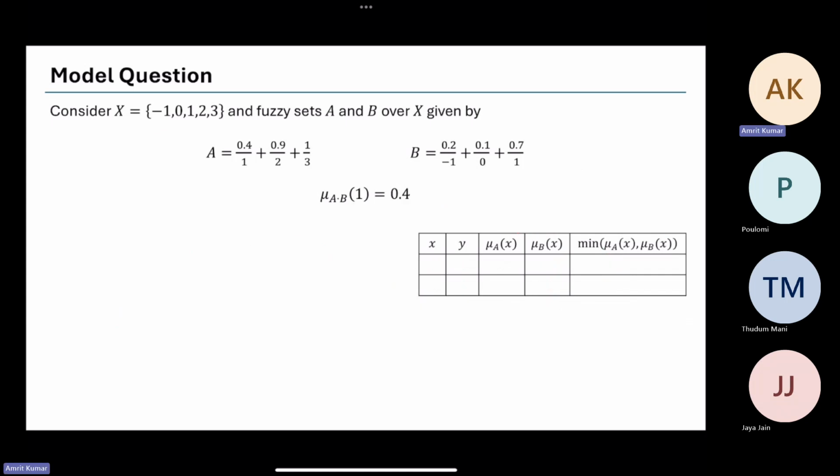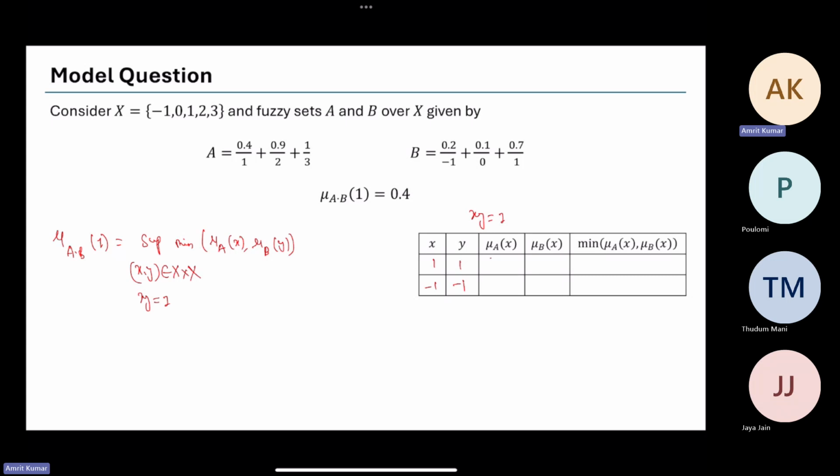And finally, the last option, again, we need to look at all pairs x comma y such that xy equals 1. And then we need to take the supremum of this quantity, mu A of x and mu B of y, over all such pairs. Now, if the pair x comma y comes from X cross X and xy needs to equal 1, then we only have two possibilities. Either both of them need to be equal to 1 or both of them need to be equal to -1.